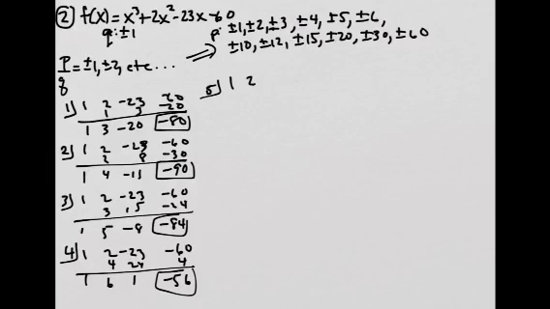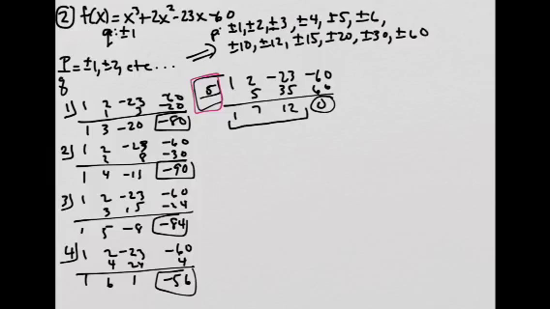So 1, 2, negative 23, negative 60. Bring down the 1. 5, 7, 35, 12, 60, and we got it. It works. So this one works. Okay. Now, what do you have left? This is a quadratic. How do I know that? Because I've got 3 numbers left, not counting the remainder, right? So this means this is x squared plus 7x plus 12. The 5 means that the factor that gives me a 0 is x minus 5.